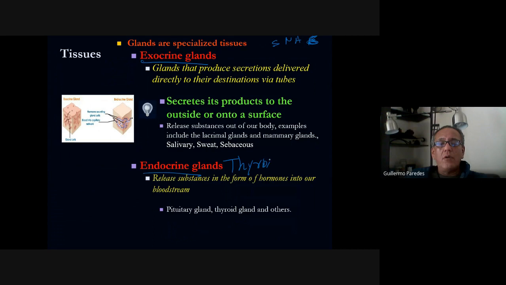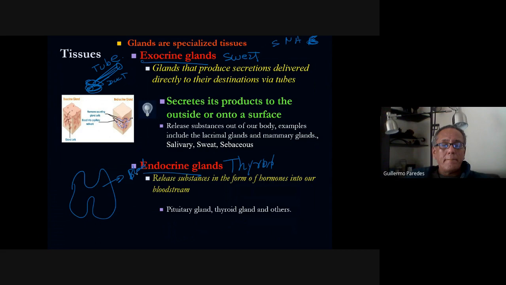What is the difference between exocrine and endocrine? This is the gland, and the gland is going to secrete the secretions through a tube. This tube is a duct. That is the exocrine gland. The endocrine gland is going to be the thyroid gland. They do not have ducts. They are going to secrete directly to the blood.